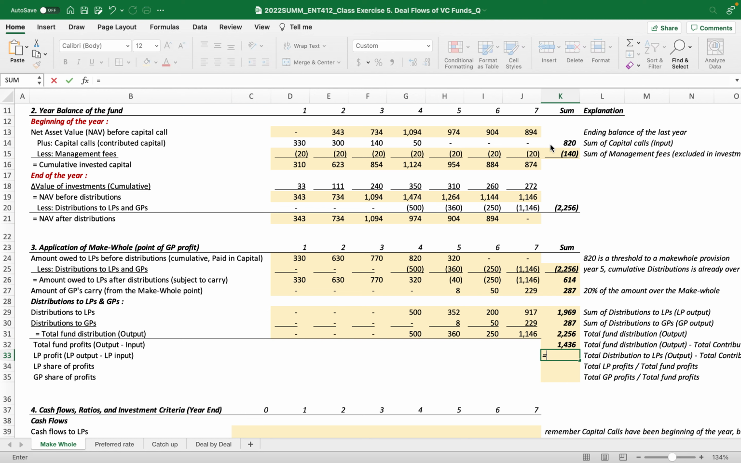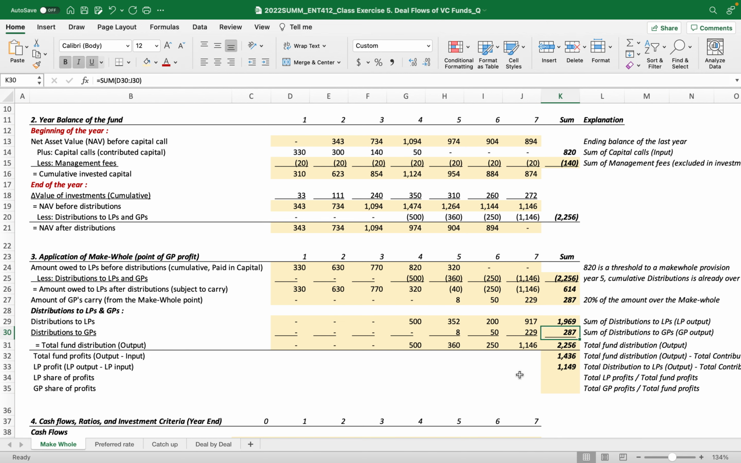Then what is the LP profit? So we need to calculate LP's output minus LP's input, right? So where is the LP's output? Here we go, 1969. Where is the LP's input? Cash input, right? The same, 820. So LP got 1,146.